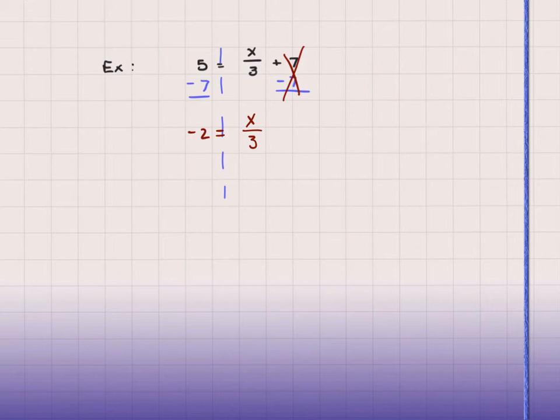So the inverse operation of division is multiplication. So I multiply both sides times 3. And what happens here is the 3 on top would cancel the 3 in the denominator, leaving me with just x. And 3 times negative 2 is negative 6. Again, it's better to flip-flop that and put your x on the left-hand side.